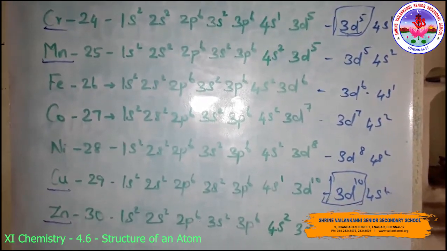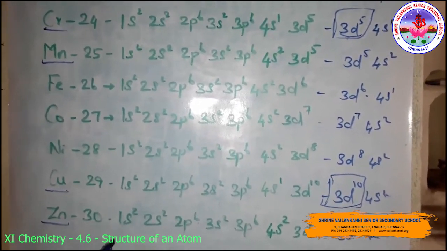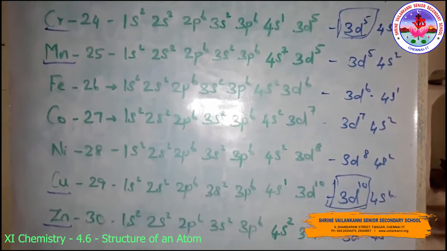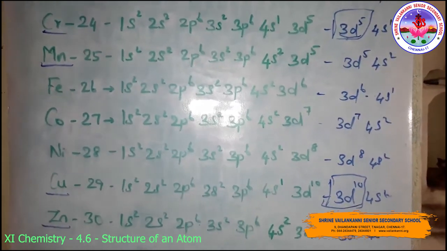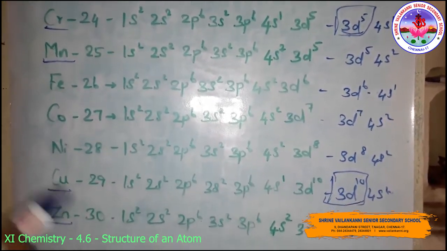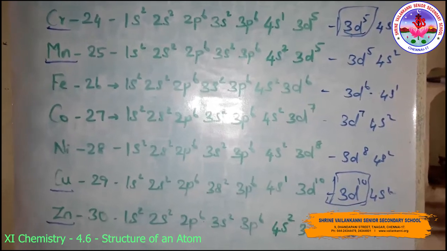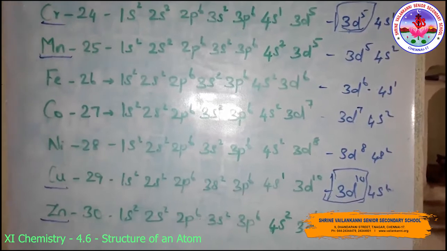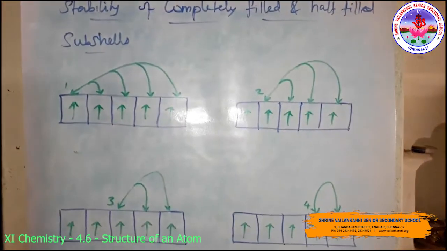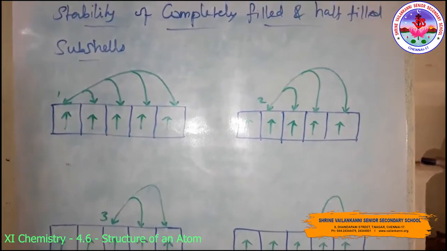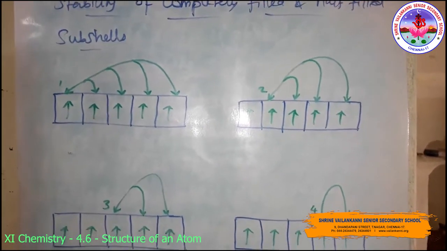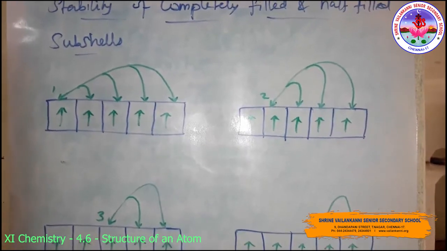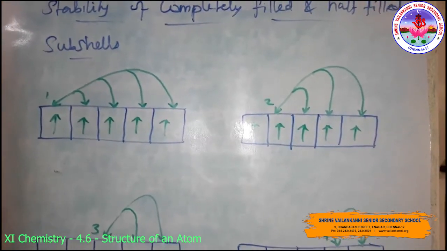So the electronic configuration of the known elements are in your textbook, table number 2.6, you can check it. The electronic configuration of all the elements is given there. Then the stability of completely filled and half filled subshells. The ground state electronic configuration of atoms of elements always corresponds to the state of the lowest total electronic energy. So the electronic configuration of most atoms follows the basic rules we have already seen.